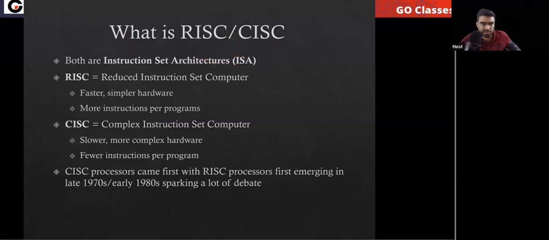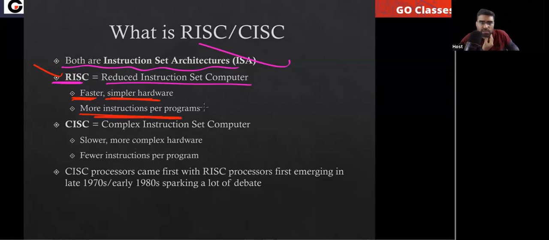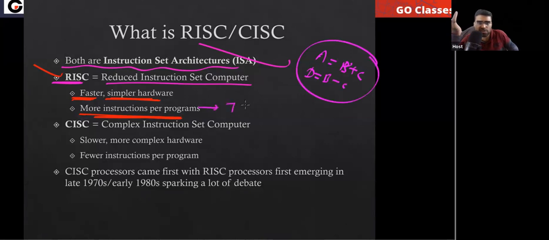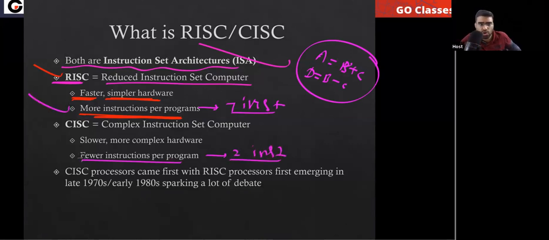What is RISC, what is CISC, we have already seen. Both are instruction set architectures. RISC, reduced instruction set computer, is faster. In a RISC computer the hardware is very simple. We have more instructions per program in RISC. If you remember, there were 7 instructions for a very simple 2-line code, a equal to b plus c and d equal to b minus c. But in CISC we have only 2 instructions. So in RISC you have more instructions per program.